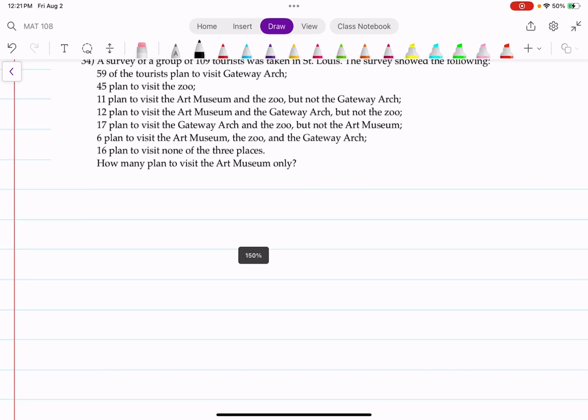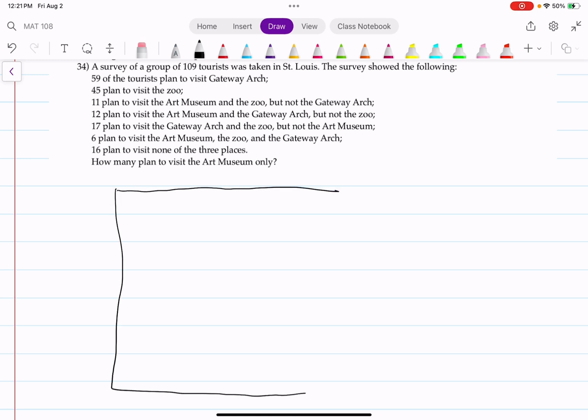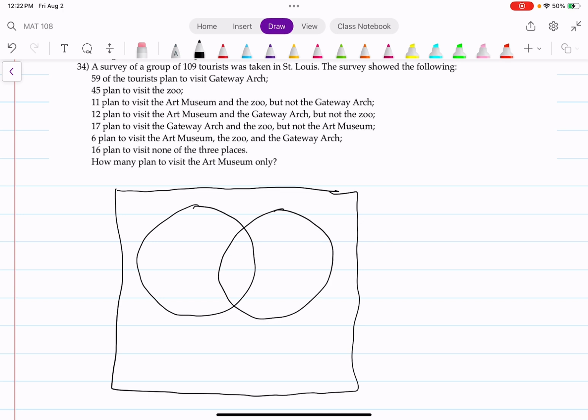Okay, so there's 3 locations. So we're going to draw a Venn diagram with 3 sets that are going to be intersecting with each other at a specific point. That is a terrible box, but we're going to deal with it. So set 1, set 2, set 3. And once again, there's 109 tourists. Label in order. That's going to be the arch, the zoo, and down here is the museum.